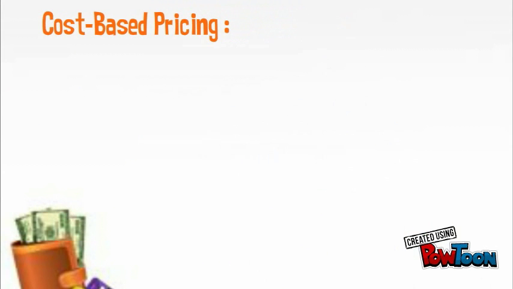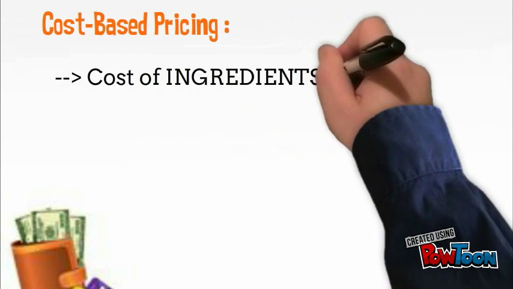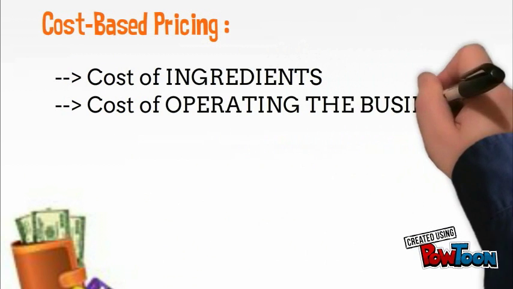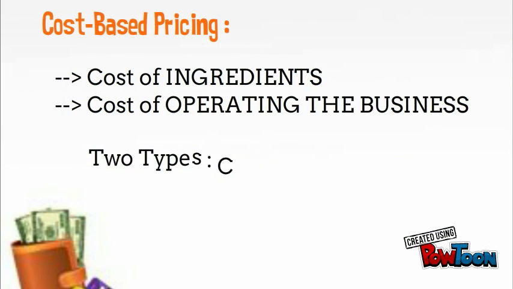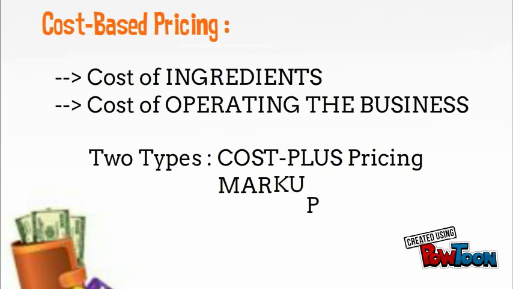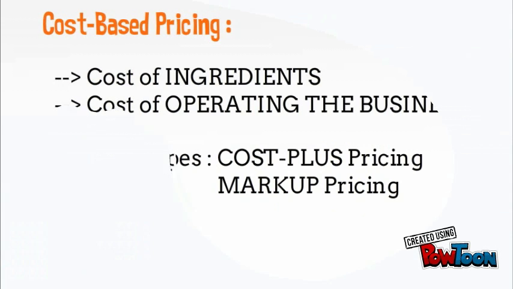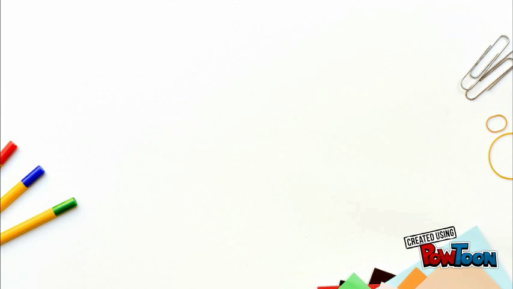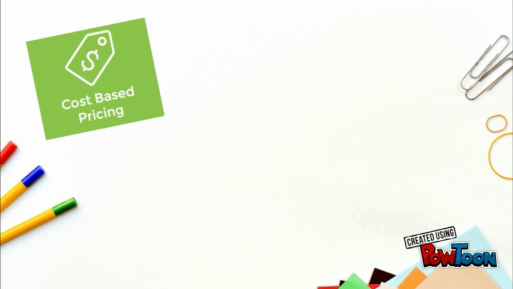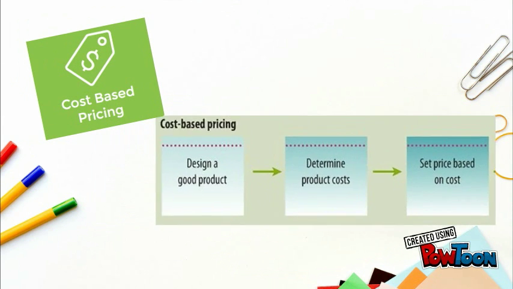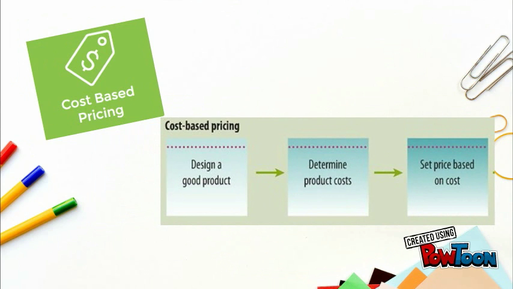Cost-based pricing is defined as a pricing method in which a certain percentage of total cost of production is added to the cost of the product to determine its selling price. Basically, cost-based pricing involves the cost of ingredients and the cost of operating the business. There is an example of cost-based pricing. Firstly, we design a product, then we determine the product cost. After that, we set the price of the product based on the cost.